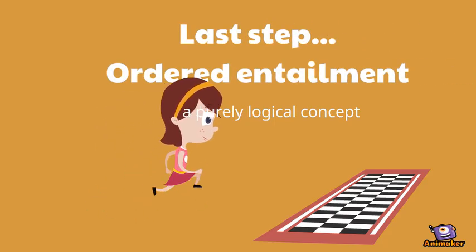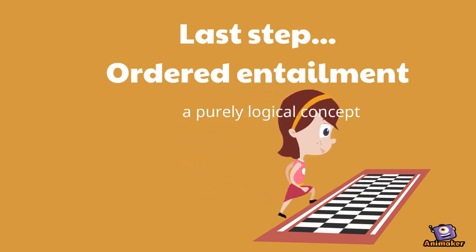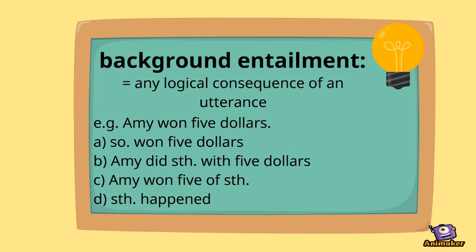Ordered entailment is a purely logical concept. A background entailment is any logical consequence of an utterance. I have an example for you. Amy won $5. Any logical consequence would be that someone won $5. Amy did something with $5. Amy won 5 of something.